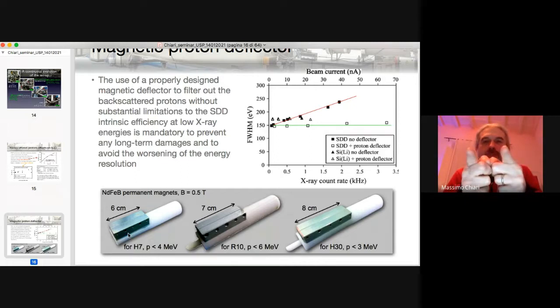I don't know if you see my... So it's just a parallel plate magnet. So we have the field perpendicular. Then there is soft iron to confine the field and avoid the stray fields, because you have the detector. Okay, and that's all.